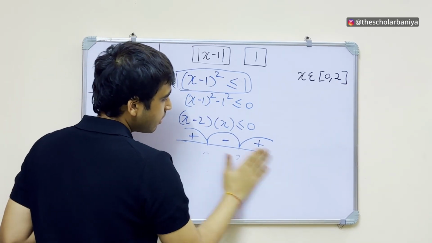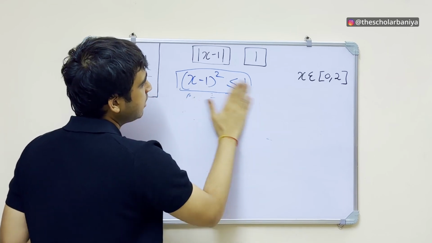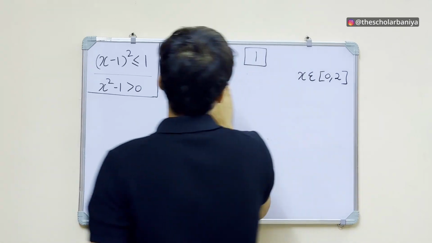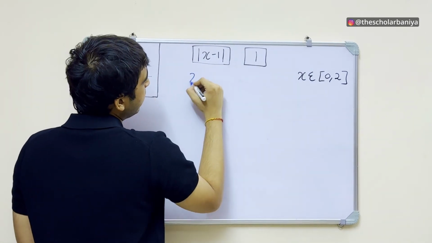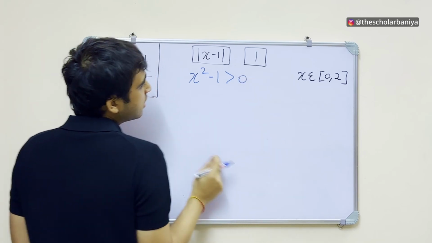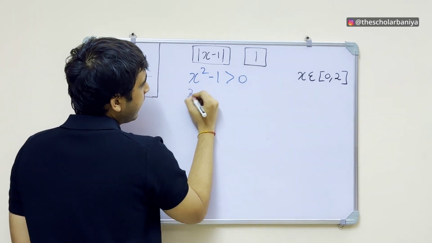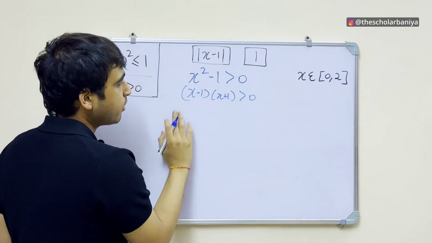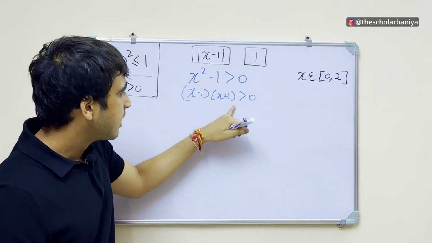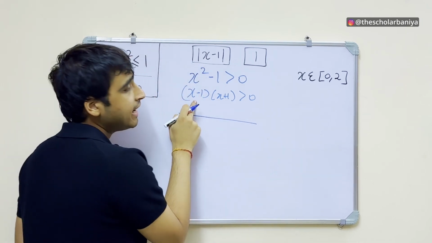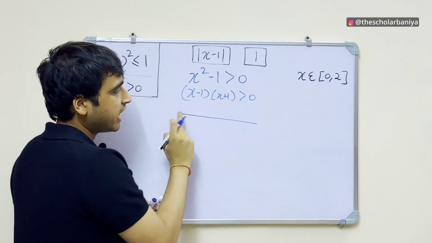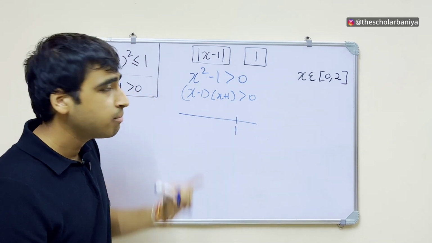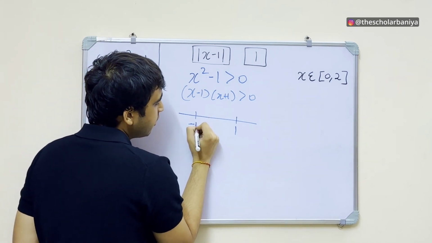Okay. Now let's take the other equation. The next equation is x square minus 1 is greater than 0. This is a square minus b square again. So (x minus 1)(x plus 1) is greater than 0. Again the same thing: these are two numbers, so we form a number line. We make this one equal to 0, so x will be 1, and we write 1 here. If we make this equal to 0, x equals minus 1, so we write minus 1 over here, right?